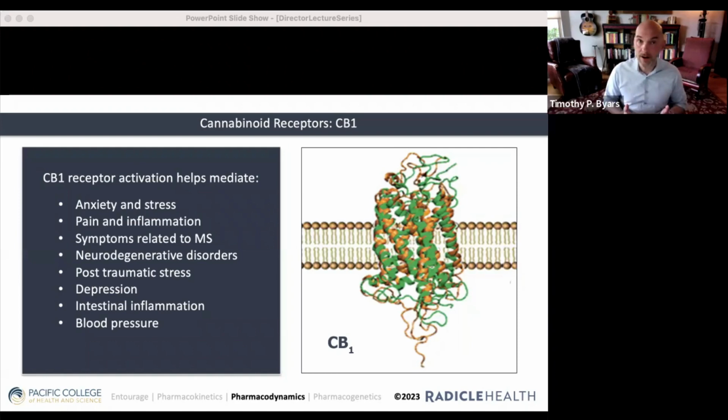And again, there are antagonists and inverse agonists that have been studied at the CB1 receptor, mostly in the treatment of obesity as an adjunct to diet and exercise, but also for things like metabolic syndrome, liver fibrosis, and nicotine addiction. And these studies actually demonstrated that receptor antagonists can help bring raised endocannabinoid levels back into a healthy range.